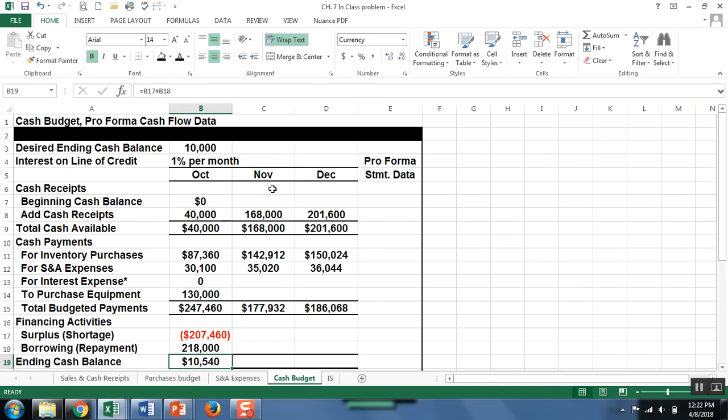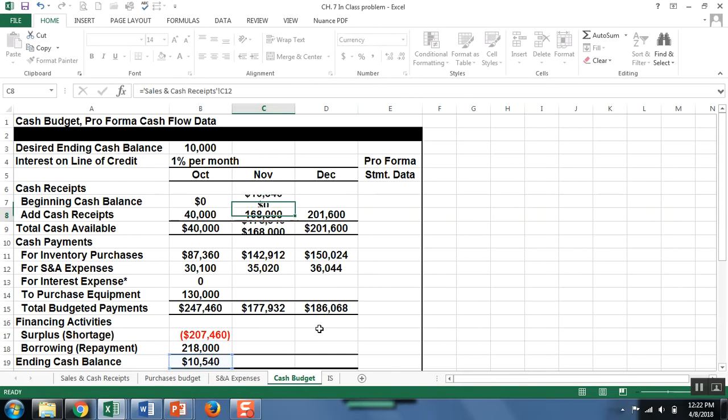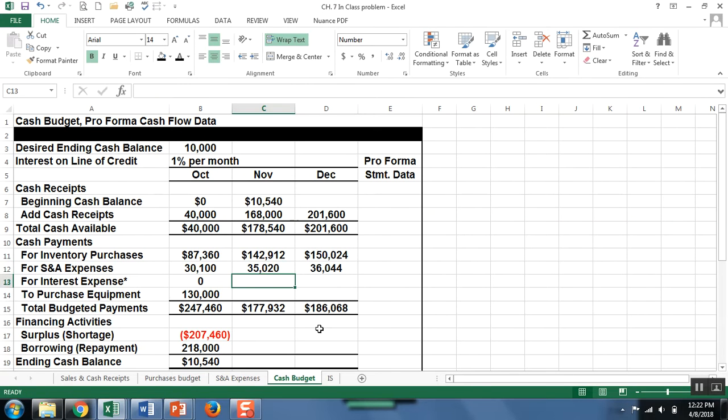Okay? So now let's go back and figure out our beginning cash balance, which is going to be the ending that we have from October. We did borrow money, so we're going to have to calculate our interest expense. So we're going to take the amount that we have borrowed times our 1% interest rate. So our expense is going to be $2,180. We didn't buy any equipment in November, so there's our cash payment.